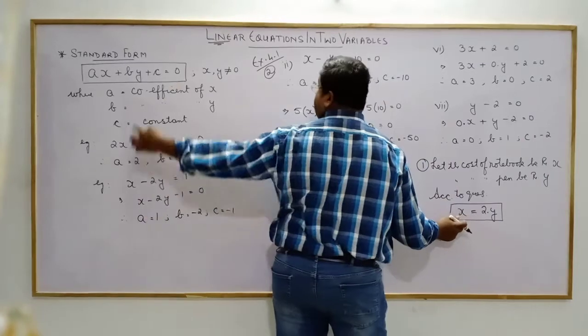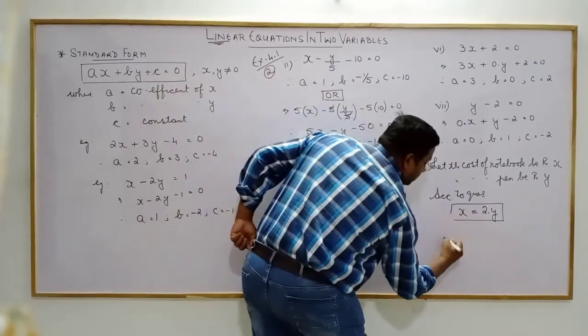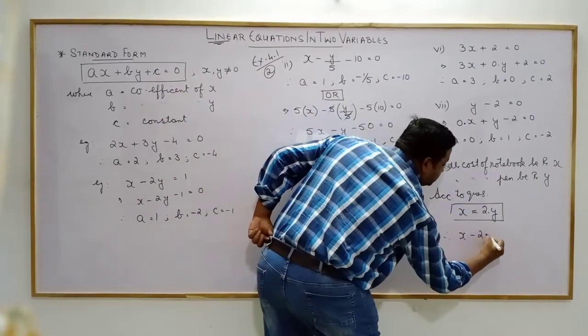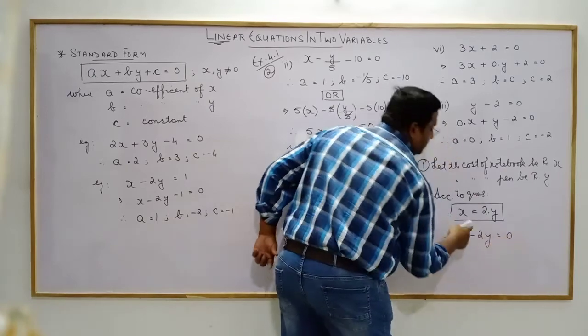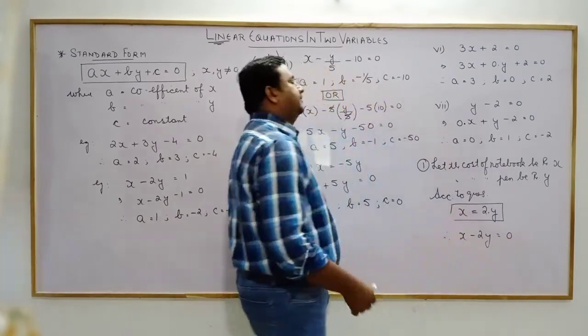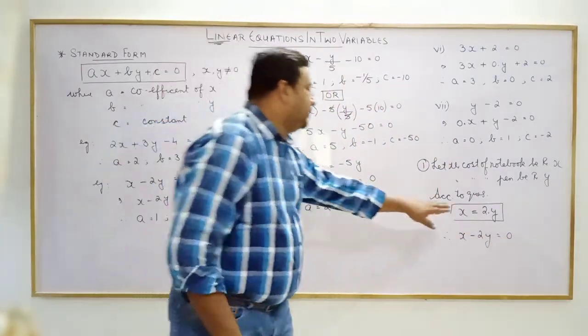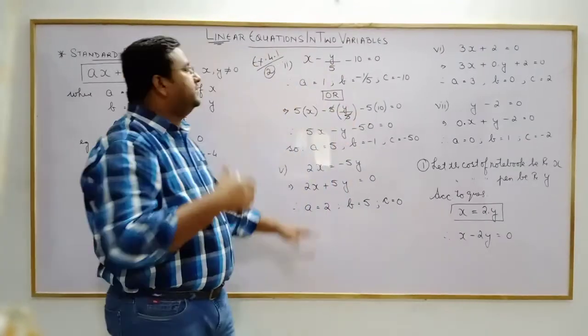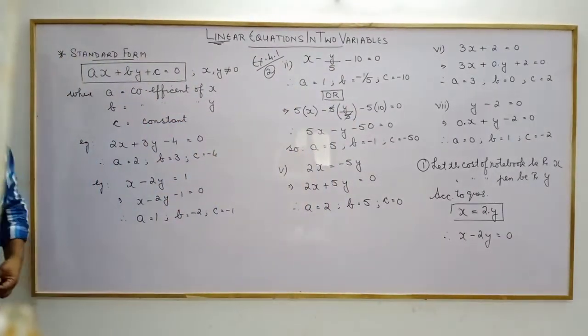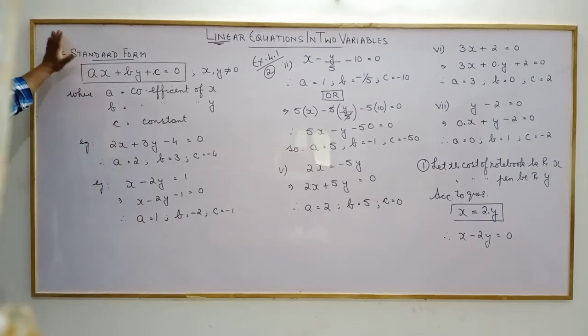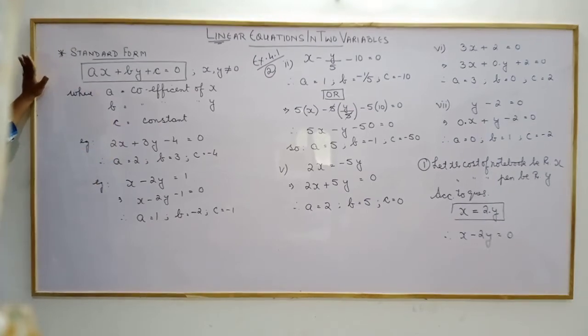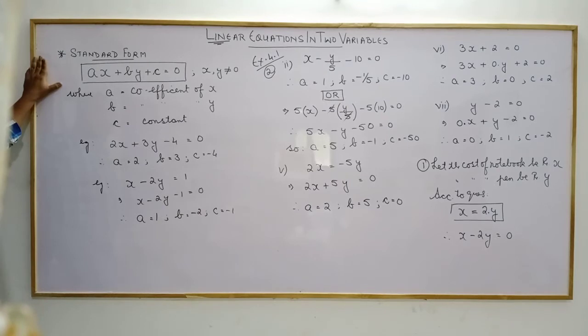You can write it in standard form if you want. x minus 2y equals to 0. This and this mean the same. Correct? We will come to the solutions of these equations in your next lecture or in the next exercise. So you have to copy this and understand it. What is the standard form? How do we do it?